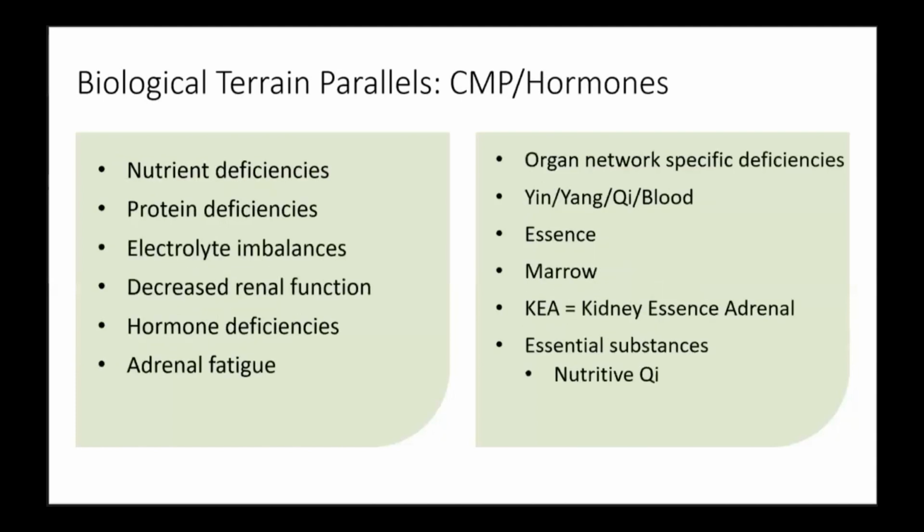And then here's just one more look at parallels. Nutrients, protein, electrolytes, renal function, hormone deficiencies, adrenal fatigue, and those things tying right here with organ network-specific deficiencies, like I mentioned before. They can be deficiency of yin, yang, qi, blood, essence, marrow, Chinese medicine concepts. The kidney essence adrenal network, that's my own term. I think it's useful. Adrenal fatigue and hormone deficiencies, spleen qi, and then essential substances like nutritive qi, meaning the part of the blood that carries our nutrients in it.